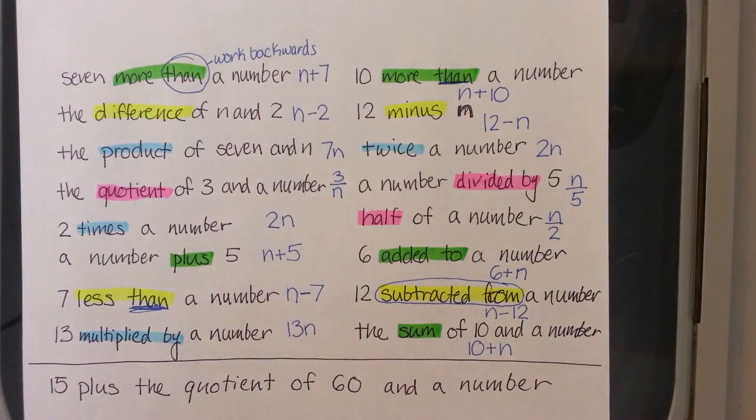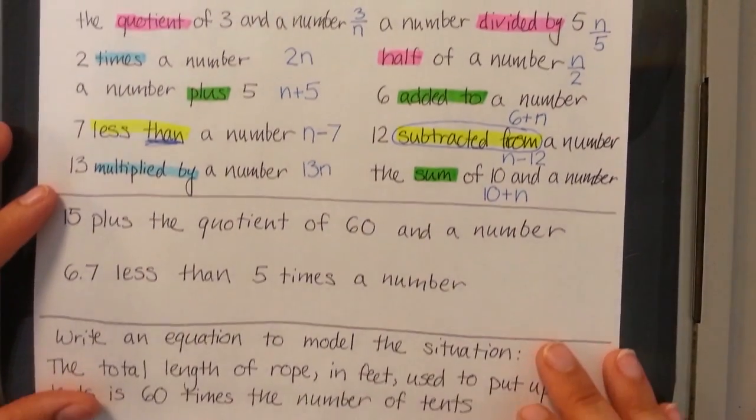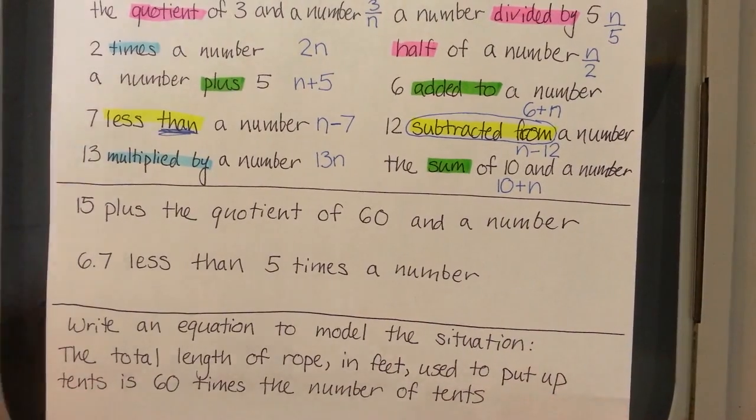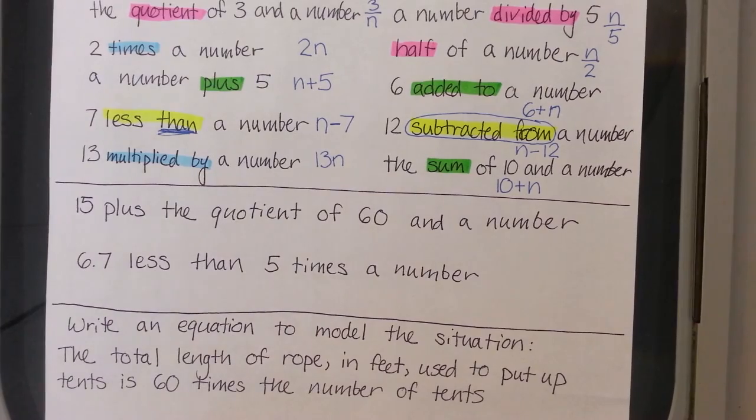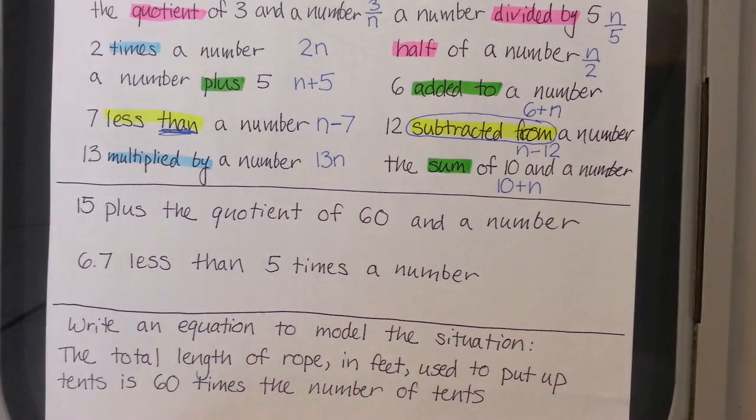All right, how did you do? Hopefully you're doing well on these. We're going to have some challenge problems here. So putting a couple of these together. 15 plus the quotient of 60 and a number. Pause the video and see if you can do this one on your own.